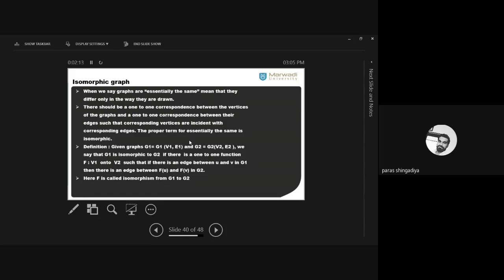If there is a one-to-one function f from G1 to G2 such that there is an edge between U and V in G1, then there should also be an edge between f of U and f of V in G2. If there are two vertices A and B in the first graph and there is an edge between A and B, then the second graph should also contain the edge between the image of A and the image of B. Clear? That part we discussed in the last lecture.